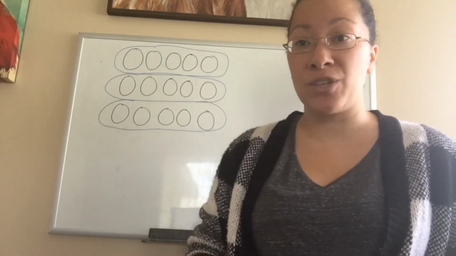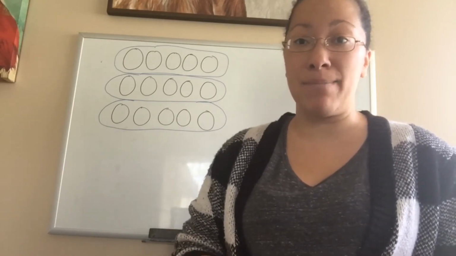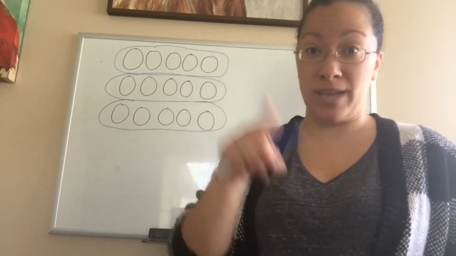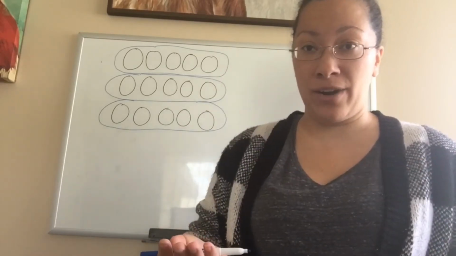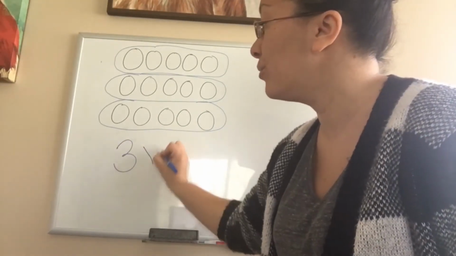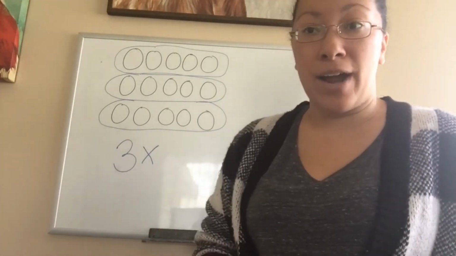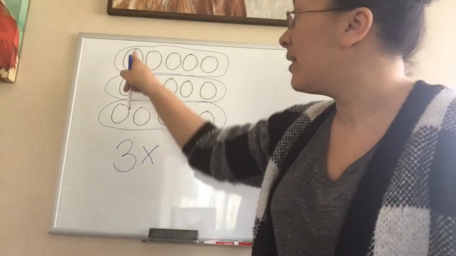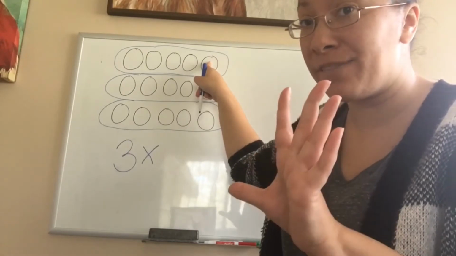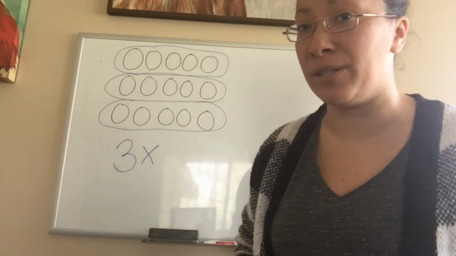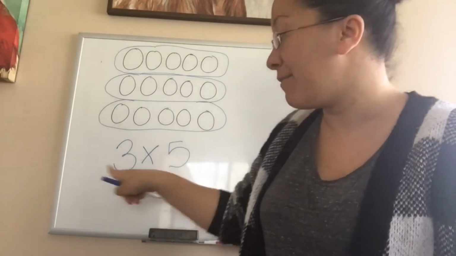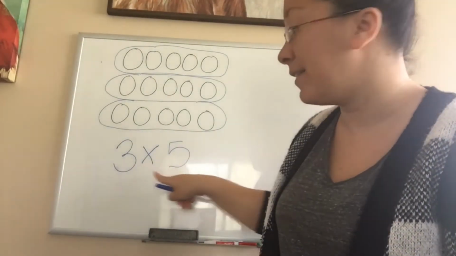So I know that that's going to be the first number in my multiplication sentence because I have 3 groups of, and then I'll count how many are in my groups, but I'm going to write it down first. So I have 3 groups of, and now I count how many are in my groups. 1, 2, 3, 4, 5. So I know each group has 5 circles. So that's my second number in my multiplication sentence. So I know that I have 3 groups of 5.